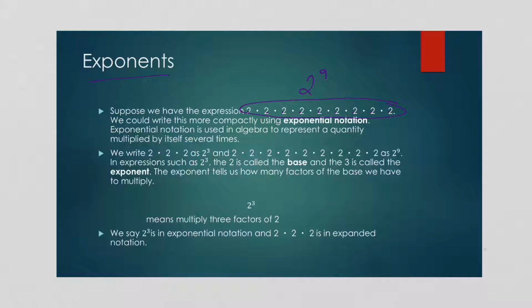So 2 times 9 is 18. That's not the same. Okay? So make sure that you're very, very careful with that understanding. 2 to the 3rd does not mean 2 times 6 or 2 times 3. It does not mean 6. It means 2 times 2 times 2, which is actually 8.